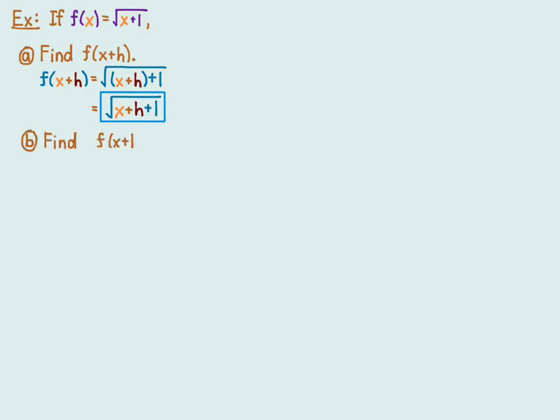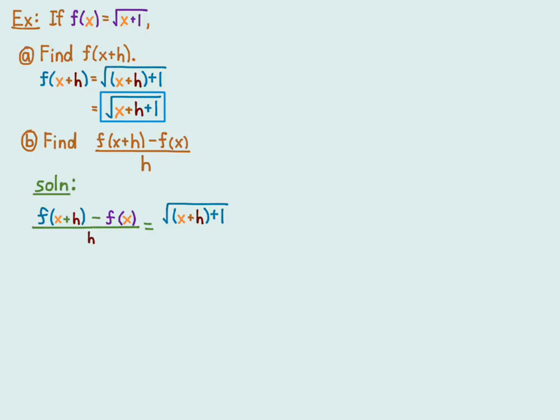So now B, find f of x plus h minus f of x over h. That's the difference quotient. So find the difference quotient. Okay, so f of x plus h I already found, and it's square root of x plus h plus 1. Then f of x is given right here, square root of x plus 1. So put minus, it's always minus, it's a difference quotient, minus square root of x plus 1. Then there's just an h on the bottom.